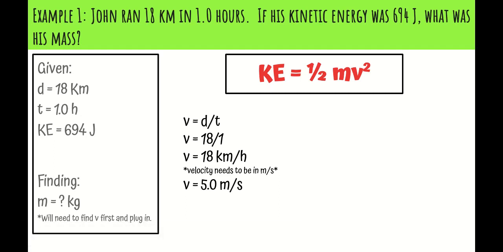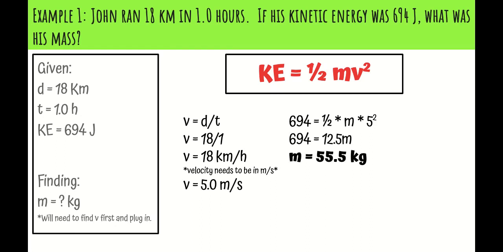Now I have what I need to substitute into my formula to solve for mass. So I'm going to substitute in the kinetic energy of 694 joules, set that equal to 1/2 times mass times the velocity of 5 squared. When we solve this, it should be 55.5 kilograms.